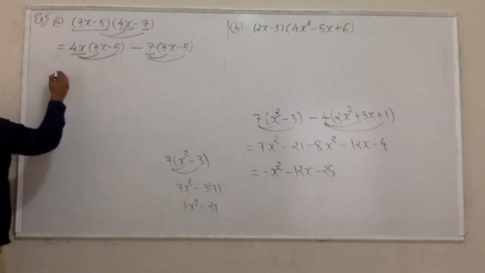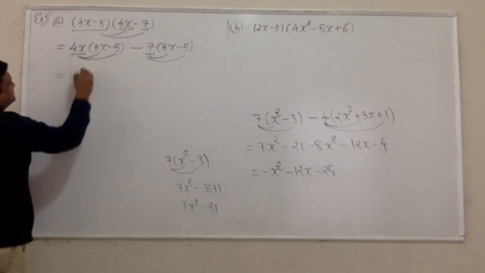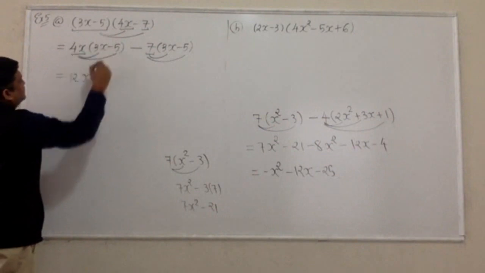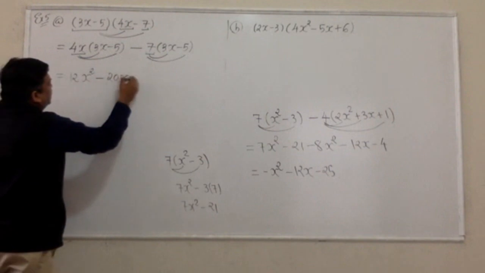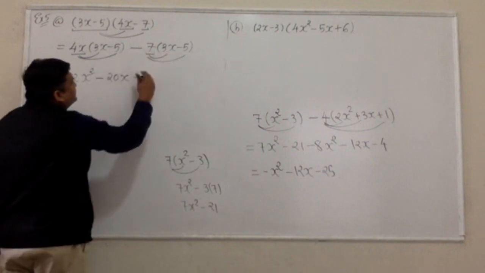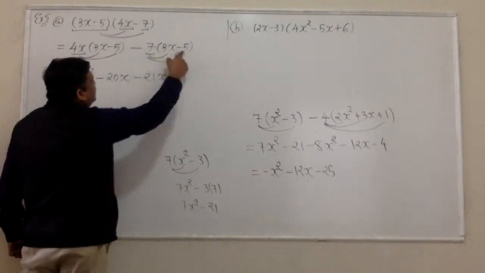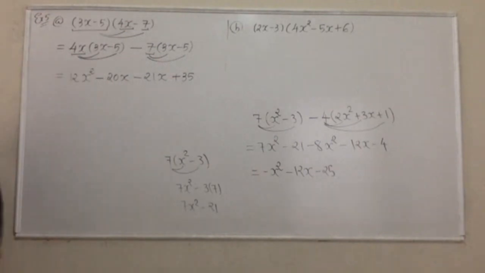Let's do it. 4x times 3x. 4 times 3 is 12. x times x is x to the 2. 4x times negative 5. 4 times 5 is 20, and then x. And then there was a negative sign there. Negative 7 times 3x, negative 21x, and negative 7 times negative 5, that's positive 35.